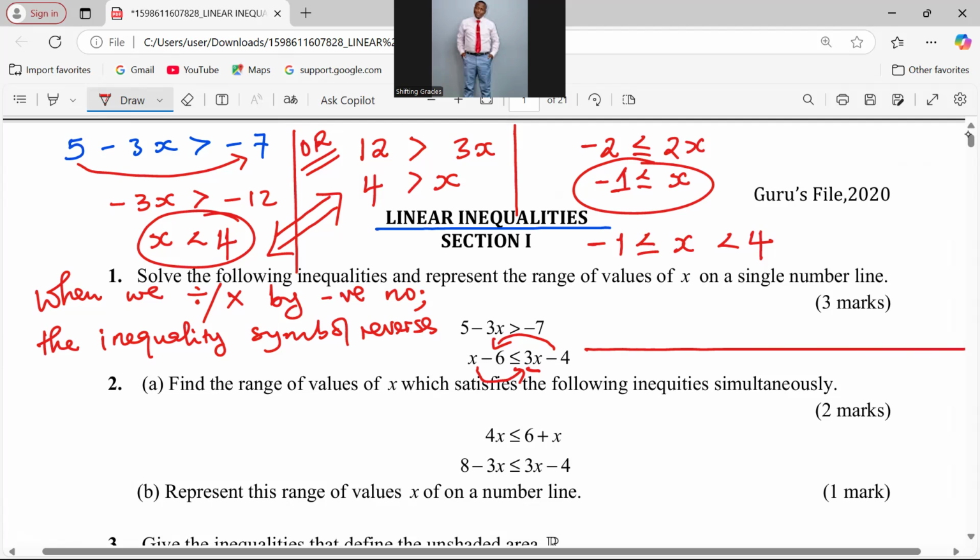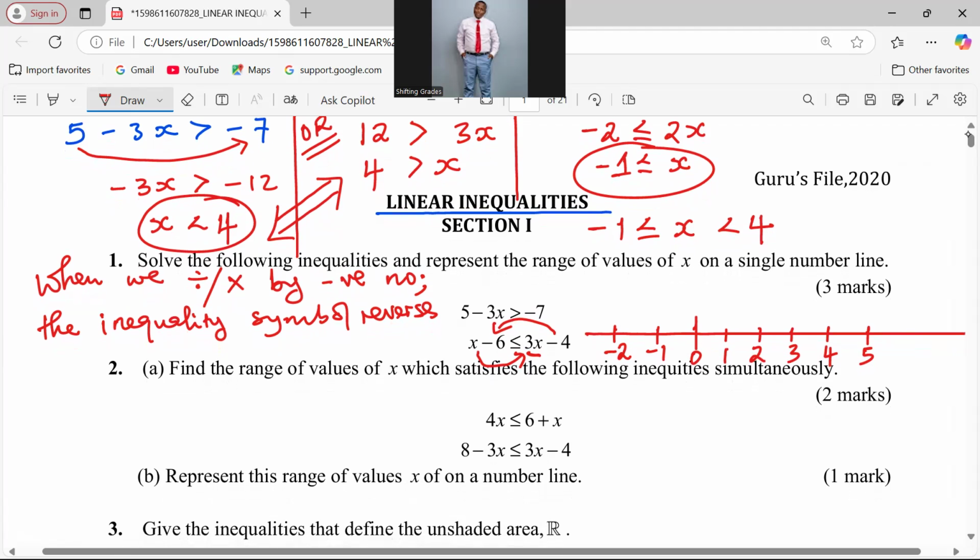So I'm drawing the number line now. This is 0, 1, 2, 3, 4, 5, negative 1, negative 2. Therefore, we are starting from negative 1 all the way to positive 4. And something you're supposed to notice is that negative 1 is included because we have less than or equal to. So negative 1 is included.